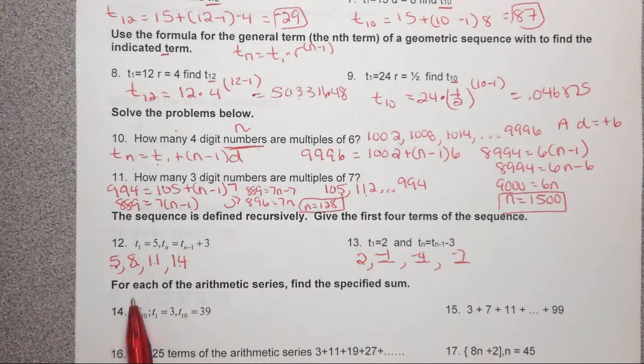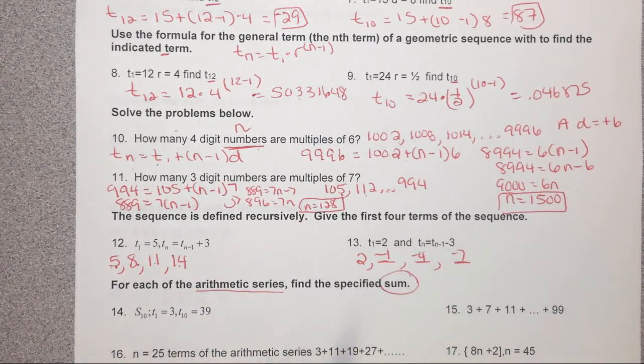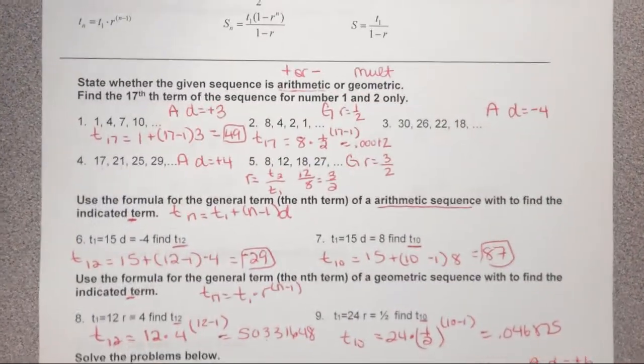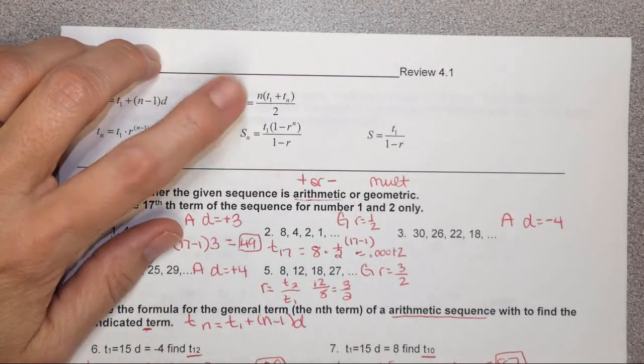On 14 and 15, it says for each of the arithmetic series, so they're telling me it's arithmetic, find the sum. So this time I'm going to use a different equation. I'm using this top one because it's arithmetic and it's for a sum.